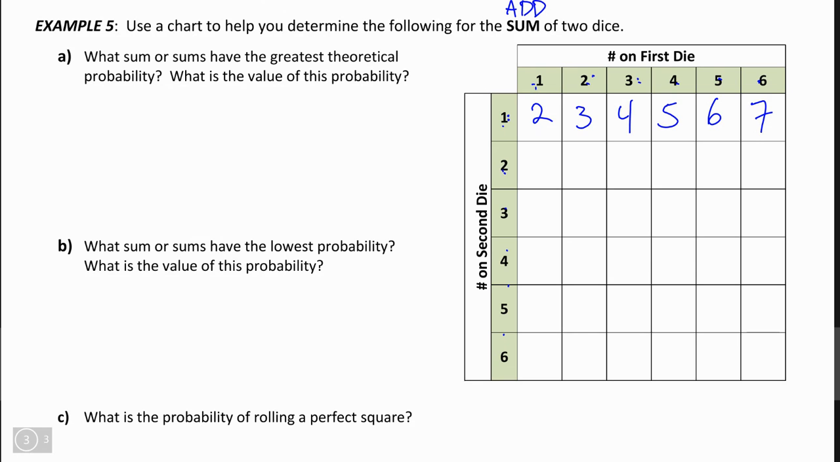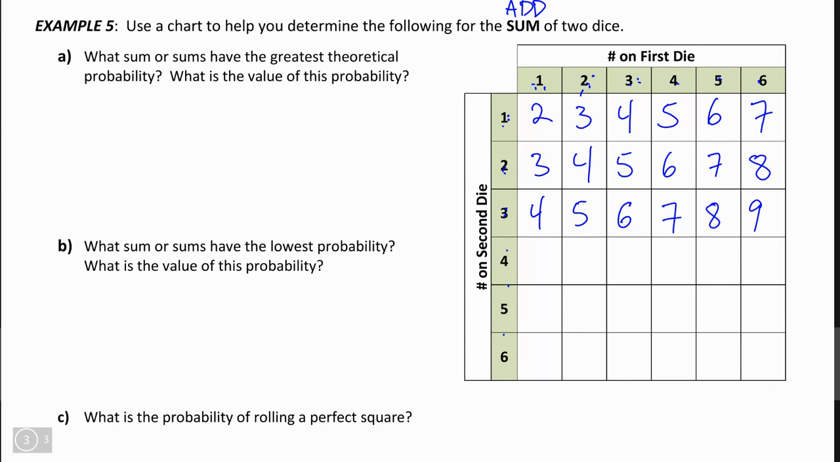Okay, down here, 2 plus 1 is 3. 2 plus 2 is 4. And I'm just going to keep adding 1 down the row every single time to show my sums. And then 3 plus 1 is 4, 3 plus 2 is 5, 3 plus 3 is 6. So all I'm doing is adding the column number and the row number. So 3 plus 4 is 7, 3 plus 5 is 8, and 3 plus 6 is 9.